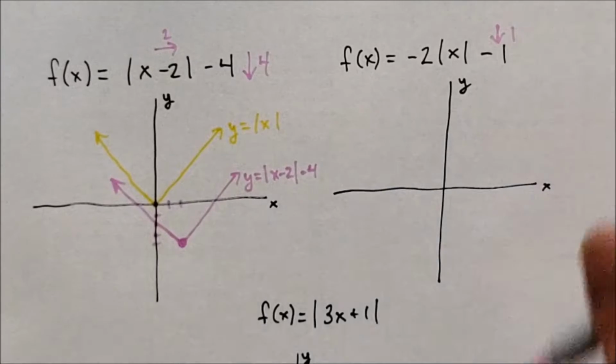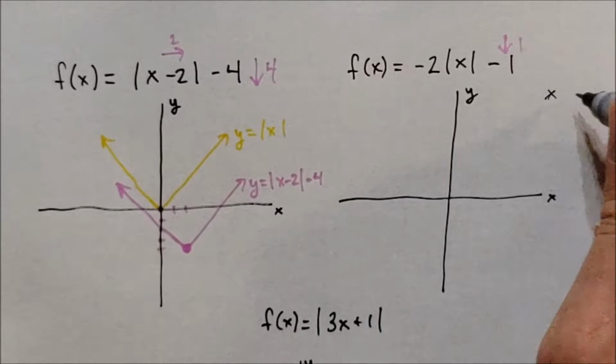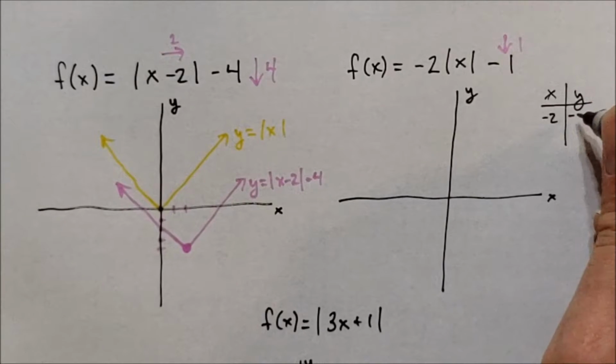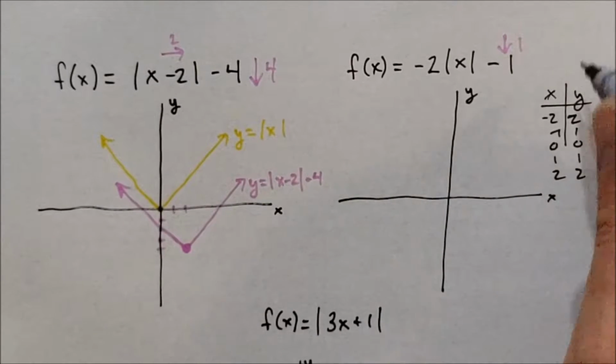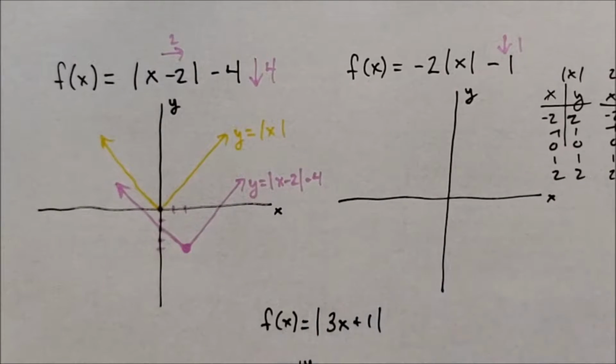So if we had an xy table with x and y being -2 is 2, -1 is 1, 0 is 0, 1 is 1, 2 is 2. That's for our absolute value of x. But if we do 2 times the absolute value of x, whatever we put in for x, -2, instead of having 2, it's going to be double that. It's going to be 4. -1, instead of being 1, it's going to be double that. It's going to be 2. 0 is still 0. 1 is 2. 2 is 4.